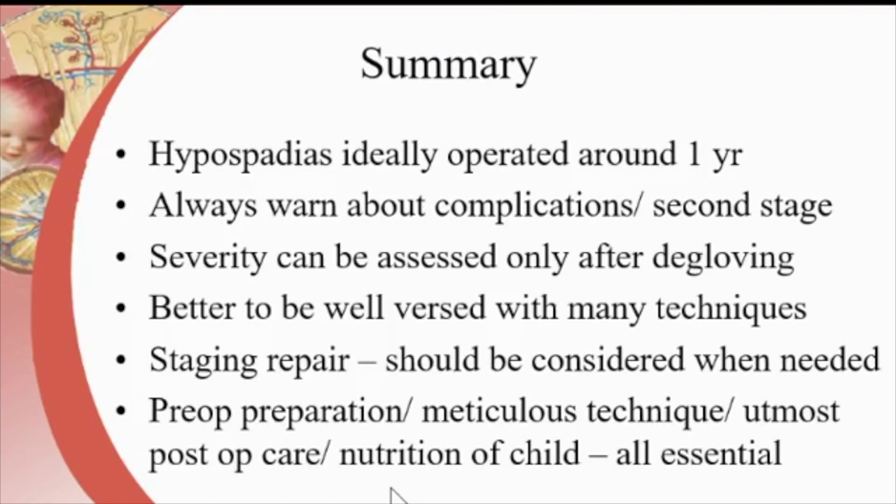So to summarize, hypospadias is ideally operated around 1 year of age. You always warn the parents about the complications or the need for a second stage. If it is a proximal hypospadias, it is going to be a planned second stage, if you can tell, or you can tell that only on the table. You cannot assess the severity before degloving, so that means you cannot promise. So you have to tell the parents upfront that you may have to do a two-stage procedure, or you can have a second stage for the fistula. It is always better to explain upfront that there is a fistula chance.